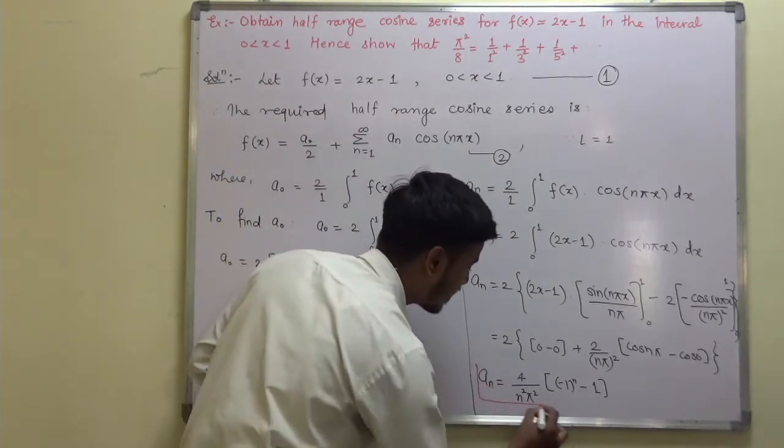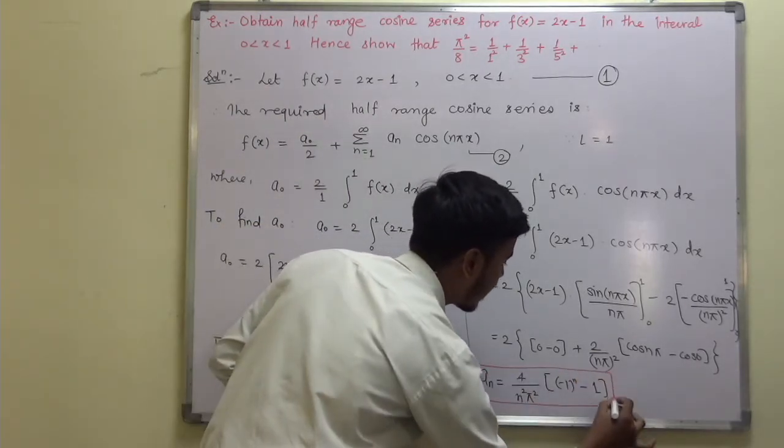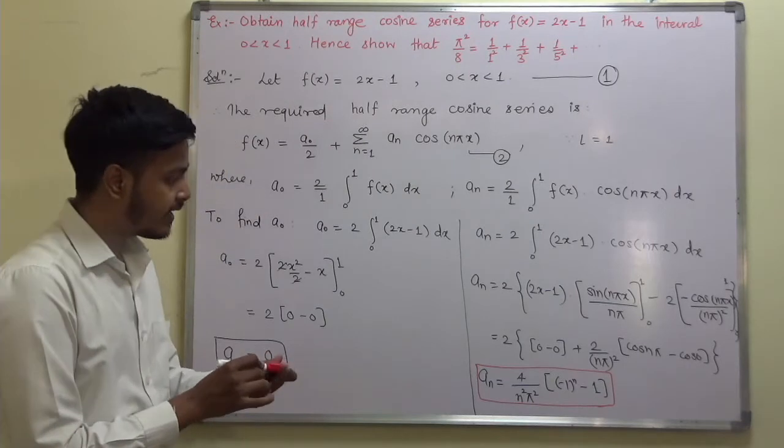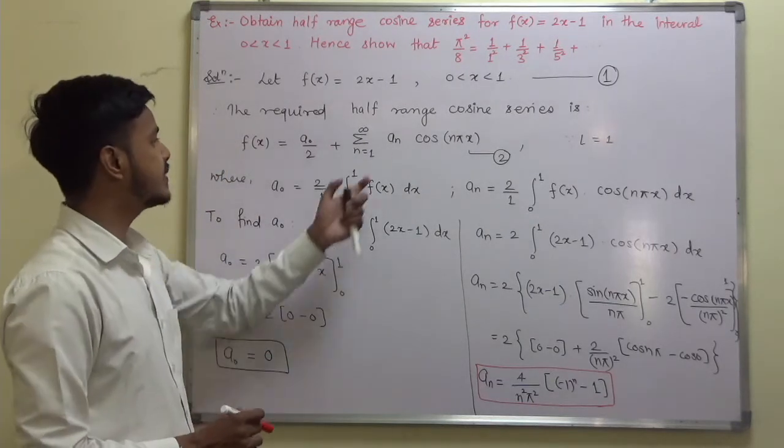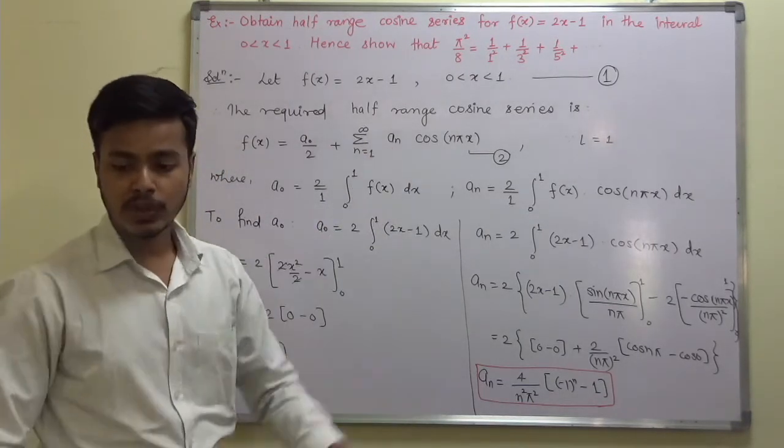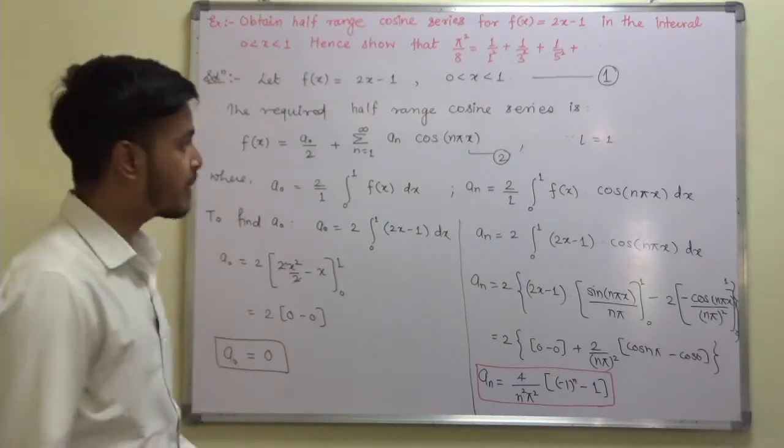So this is my an. Now after getting this an and a0, you can substitute here in equation number 2 to get the first part.